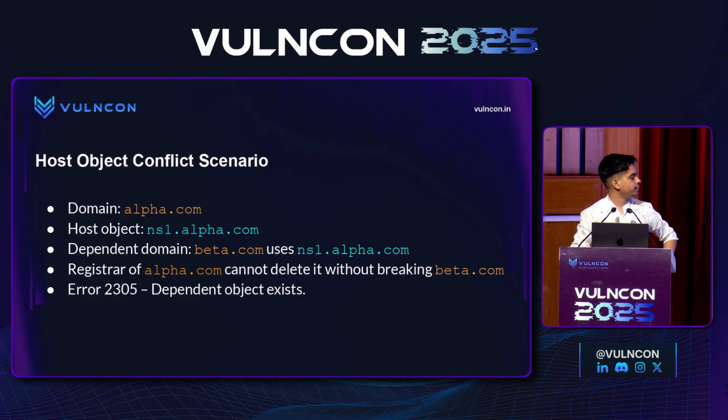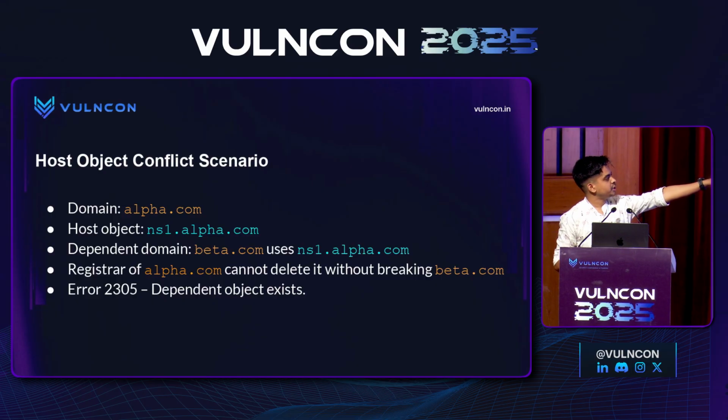Now, I'll give you one more example. So let's say you have alpha.com. Alpha.com has one name server, ns1.alpha.com. Then you have beta.com, which is owned by a different entity, but beta.com also uses ns1.alpha.com, right? Now, the registrar of alpha.com cannot delete it because ns1.alpha.com is present as a name server in beta.com. So deleting alpha.com will break beta.com and will make it susceptible to DNS hijacking.